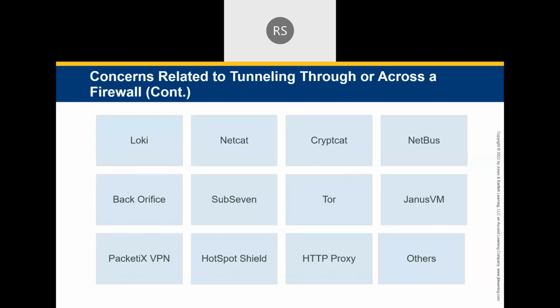And when we talk about tunneling tools and protocols, the attackers can utilize various tunneling tools and protocols to bypass firewall restrictions and establish covert communication channels. Some of these common tools include Loki, Netcat, Cryptcat, Tor, HTTP proxy, and others. So these tools enable the attackers to conceal their activities, evade detection, and exfiltrate sensitive data across network boundaries, and it poses a significant security risk.